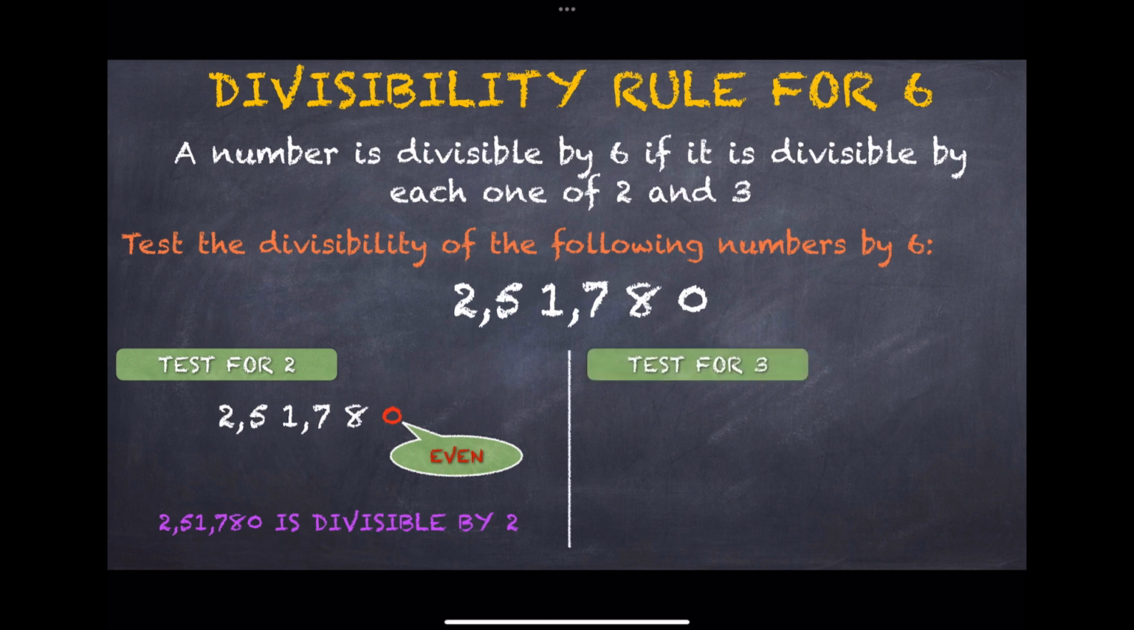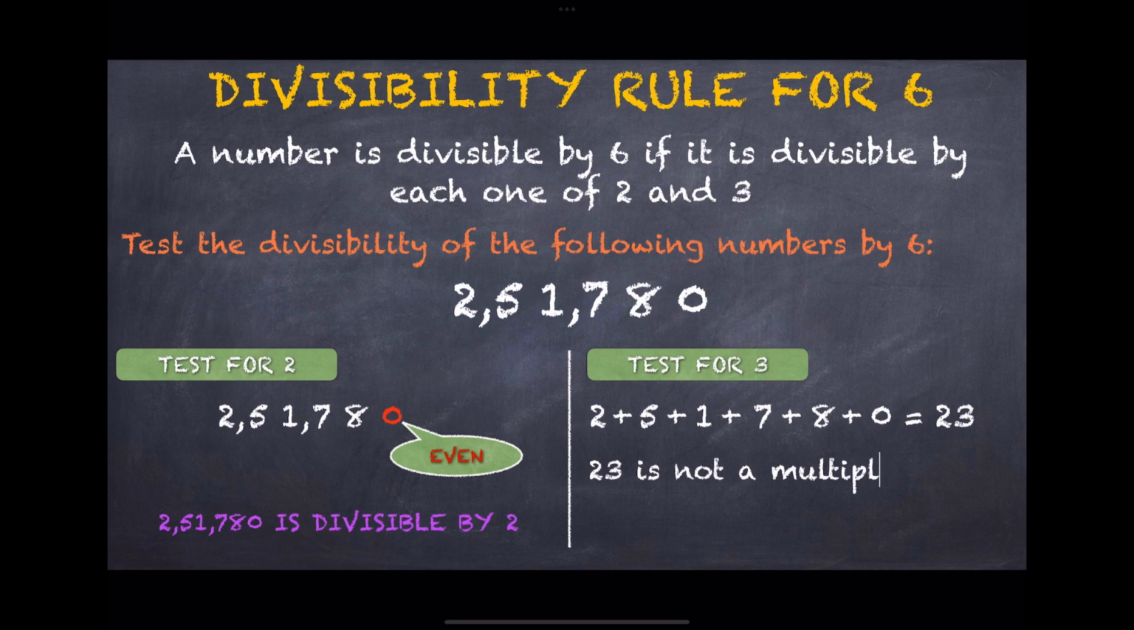Next, let us check whether the number is divisible by 3. For that, we must add all the digits and see whether the sum is divisible by 3. So, 2 plus 5 is 7, 7 plus 1 is 8, 8 plus 7 is 15, and 15 plus 8 is 23. 23 plus 0 is the number itself. But 23 is not a multiple of 3. Hence, 2,51,780 is not divisible by 3. Since the number is divisible by 2 but not by 3, it is not divisible by 6.